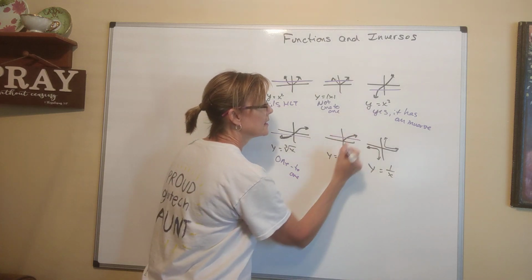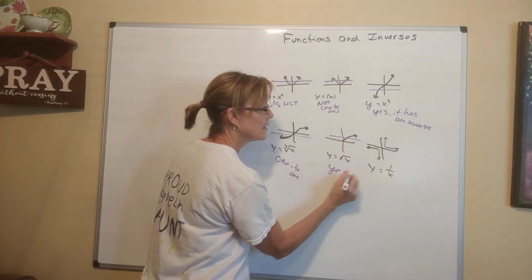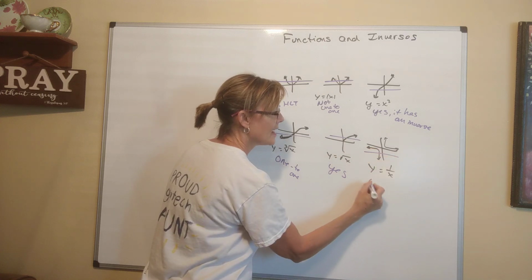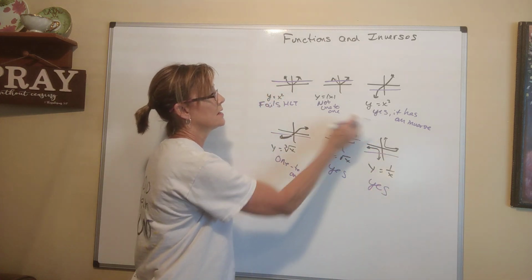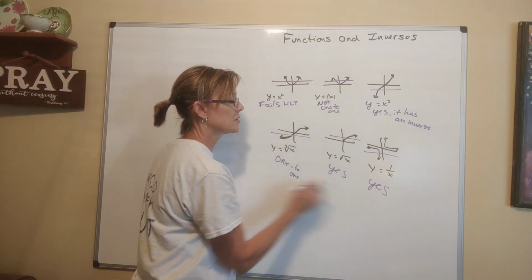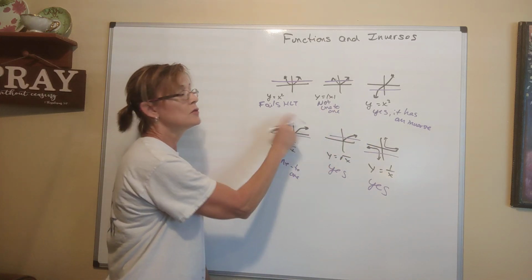How about this guy? Yes. How about this guy? Yes. These all pass the horizontal line test. They all have an inverse. They are all one-to-one. These two do not.